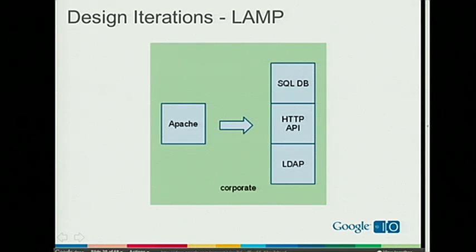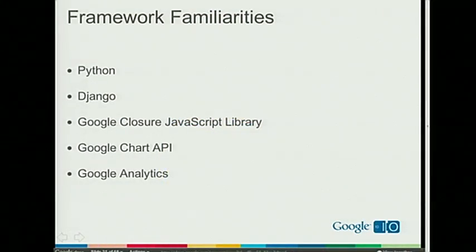We decided to port to App Engine for many of the reasons that Ben mentioned, and we found that we could use the same frameworks that we're familiar with in the LAMP stack. So AppReduce is built with Django and Python. We use the Google Closure JavaScript library for much of our front end and UI elements, the Chart API for various reports, one of which you saw on the first slide, and Google Analytics for usage tracking.